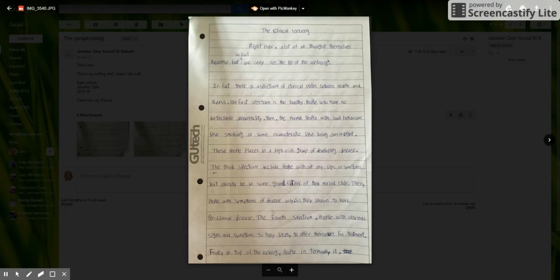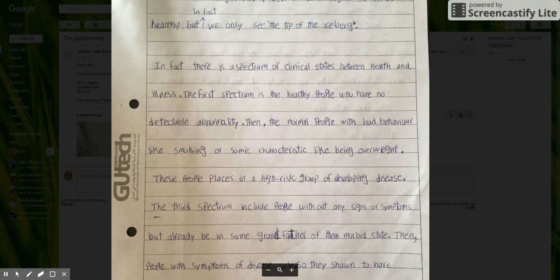Okay, Jawahar, let's see where we finished off here. Sorry about that interruption. In fact, there is a spectrum of clinical states between health and illness. First spectrum is the healthy people who have no detectable abnormalities. Then there are normal people with bad habits like smoking, characteristics like being overweight.